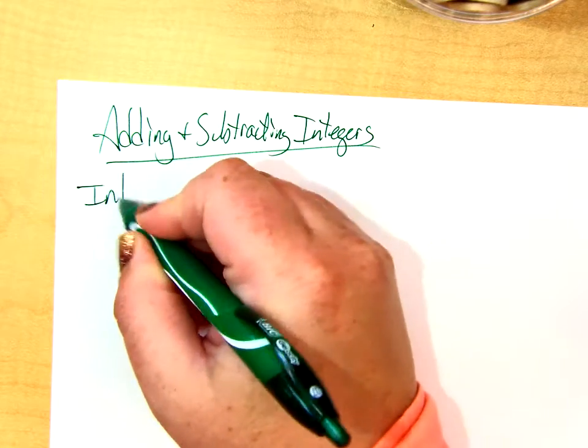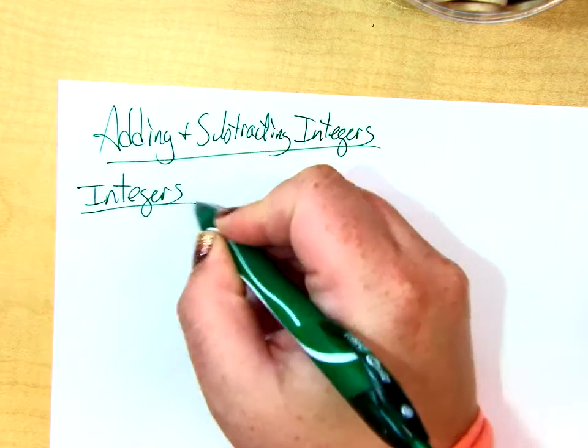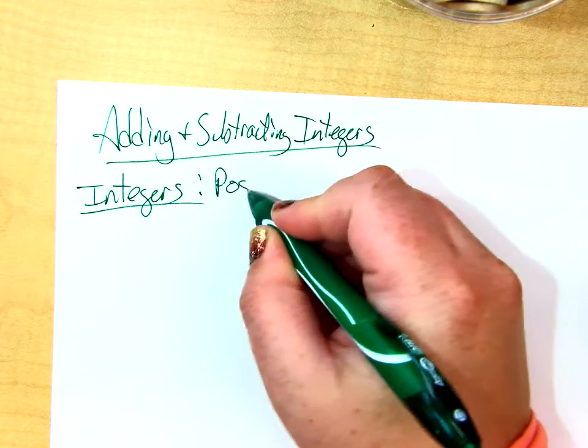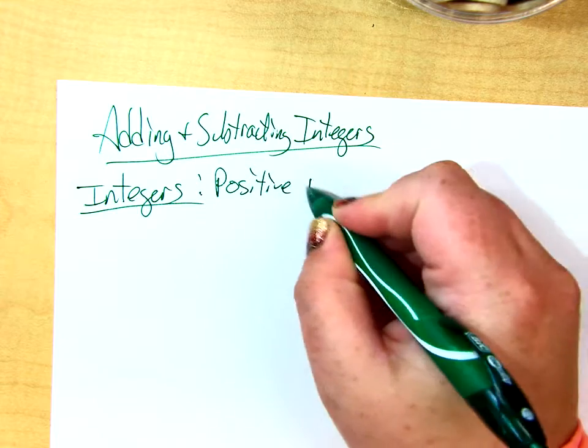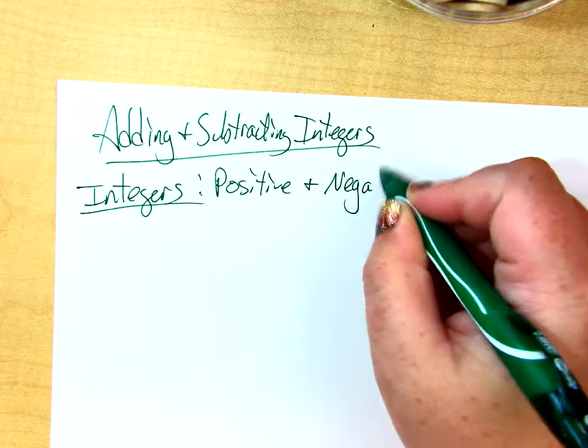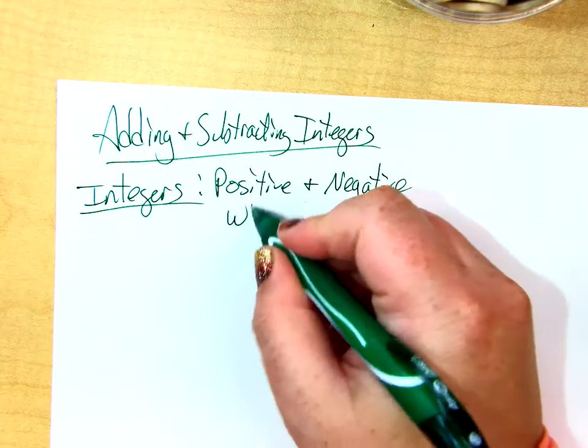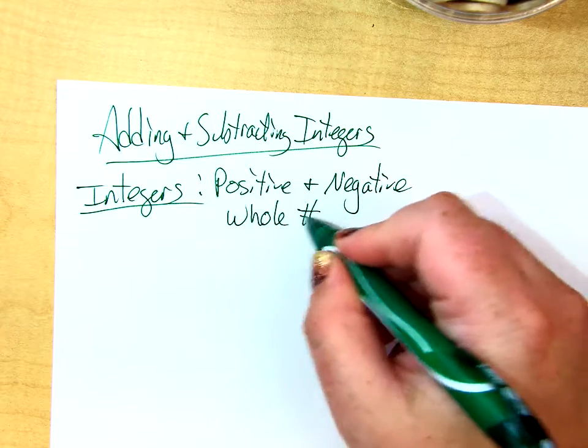So, integers: positive and negative whole numbers. That's all they are. It's nothing tricky. Whole numbers.